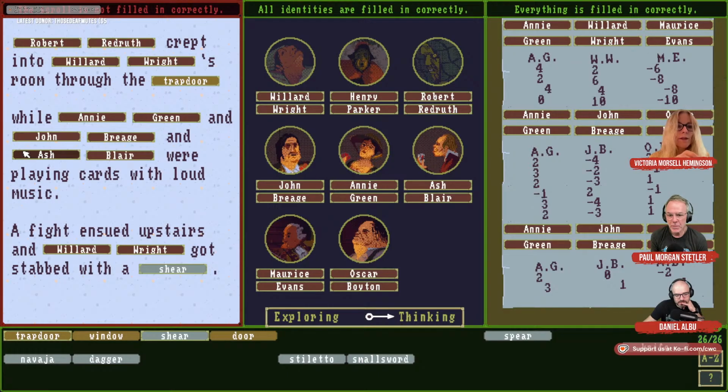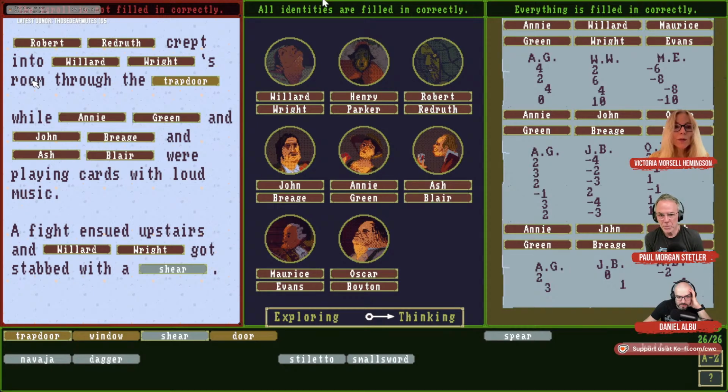Right. So if it's filled incorrectly, you said there's more than 2 incorrect. If there's 2 or less wrong, it will say that 2 or less are wrong. Okay. So how can there be more than 2 things wrong? So one of them has to be Robert Redruth. That's wrong.